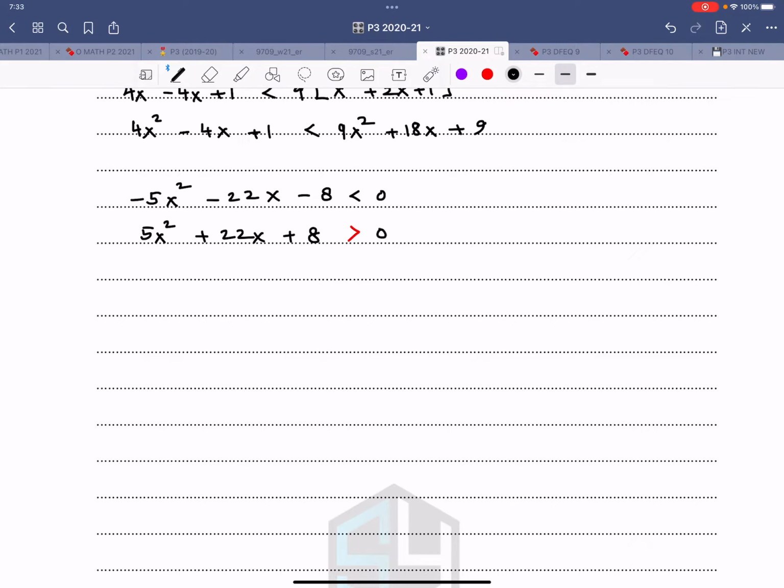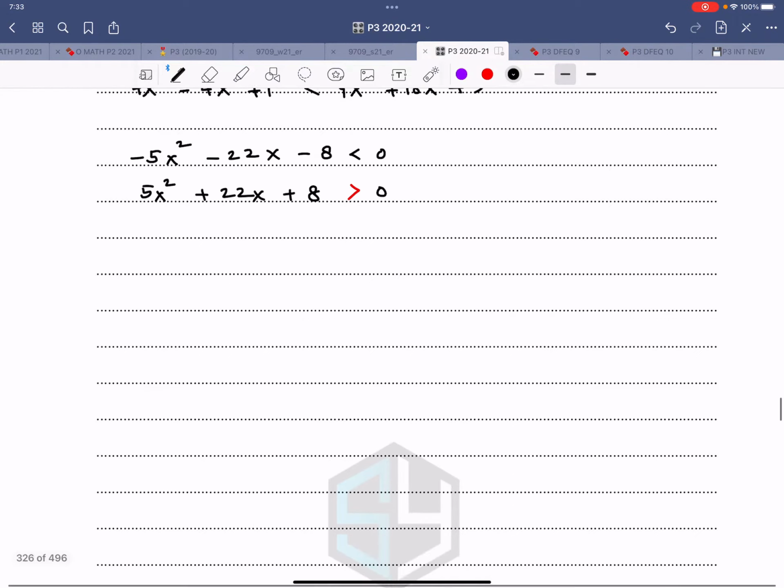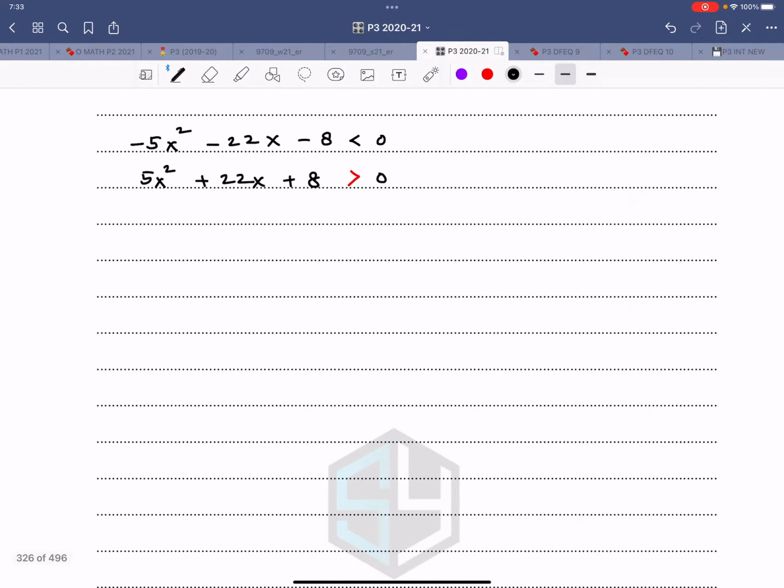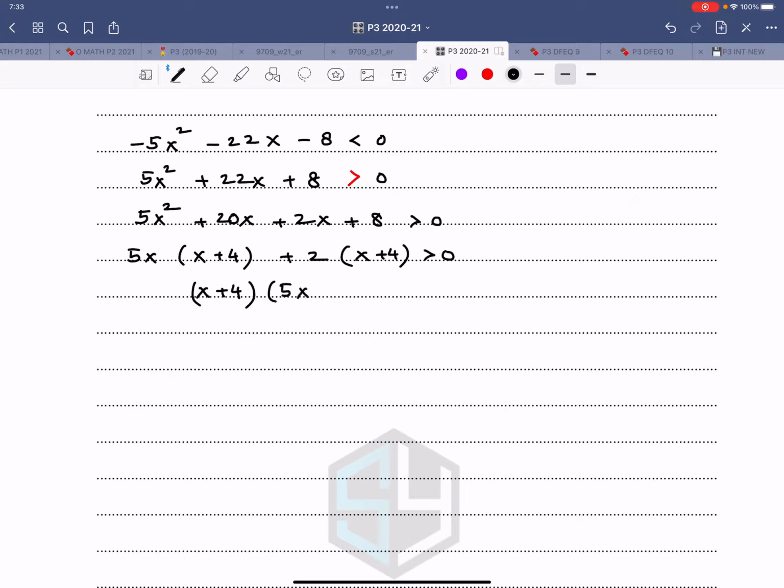5 into 8 is 40. 20 into 2 is 40. 5x squared plus 20x plus 2x plus 8 is greater than 0. 5x(x plus 4) plus 2(x plus 4) greater than 0. (x plus 4)(5x plus 2) is greater than 0.